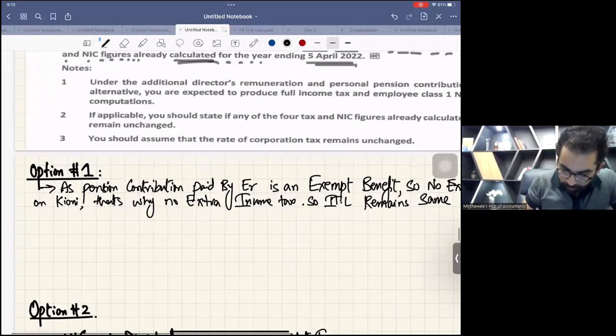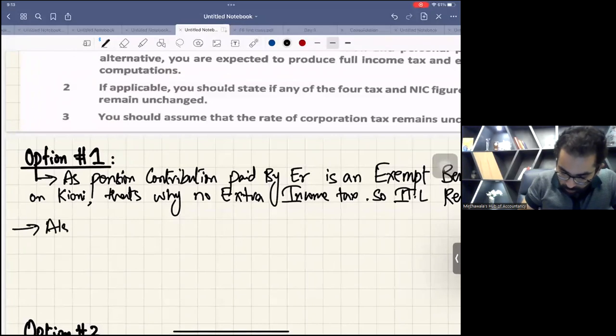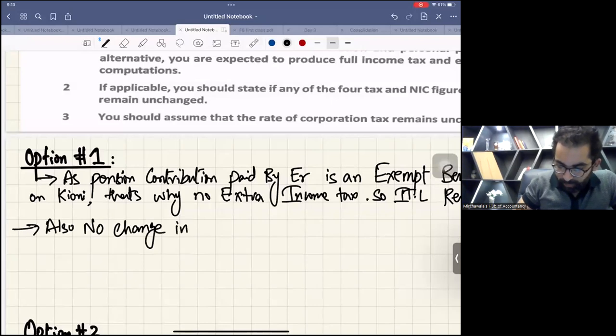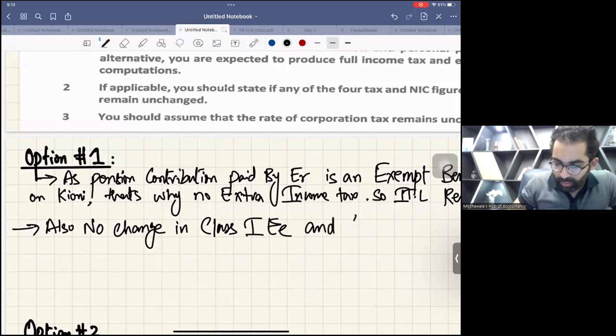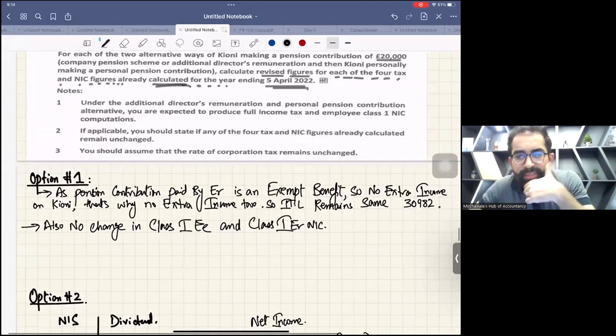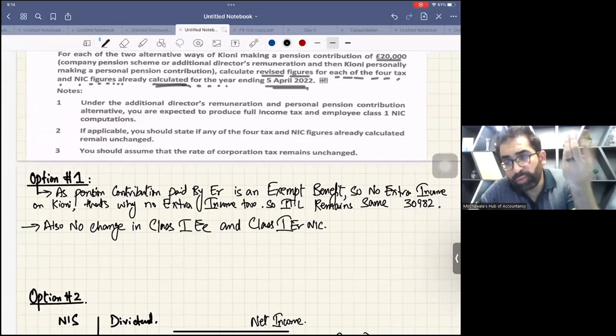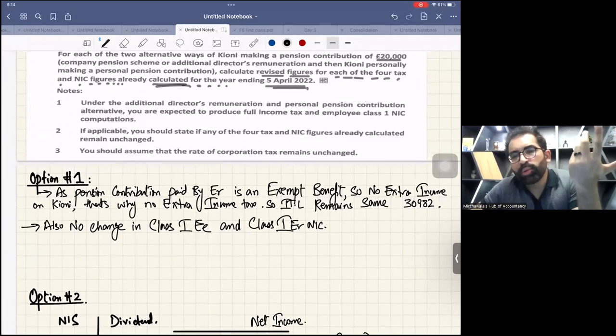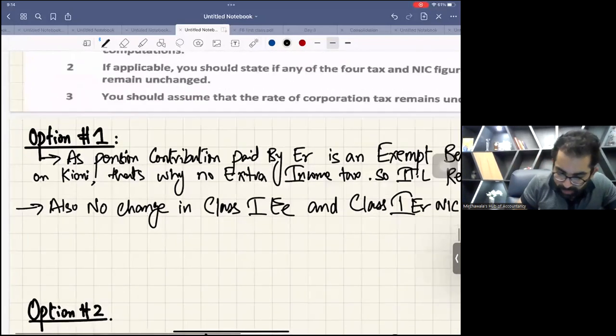Also, no change in class 1 employee and class 1 employer NIC, because this is an exempt benefit. There is no change in salary. Use your brain. When there is no change in salary, why would employee and employer NIC change? No more changes. But yes, but yes.